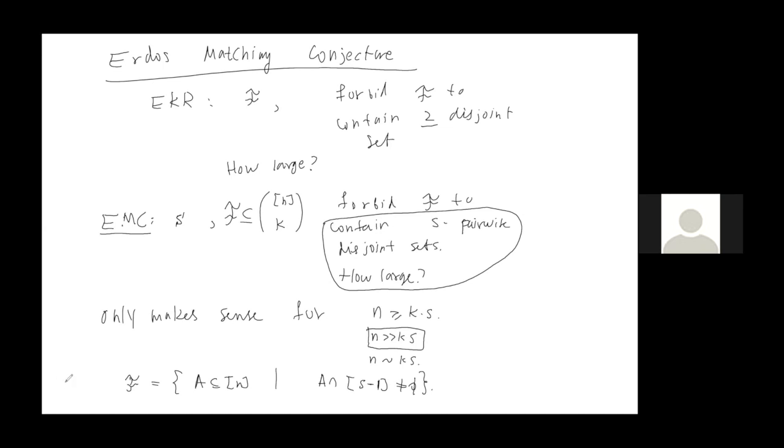And the conjecture is that this is the best, at least when n is sufficiently larger than k times s.